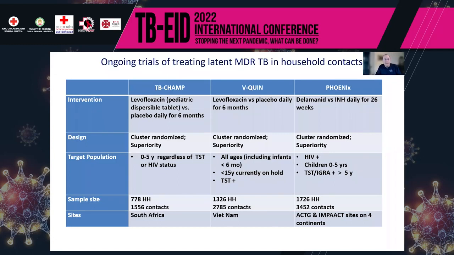Now, an important issue that we haven't yet gotten a clear answer on is how to treat latent TB in people with exposure to MDR-TB. And there are three trials addressing this. The TB CHAMP study in South Africa, looking at levofloxacin in young children exposed to MDR in the household. The VQIN study in Vietnam, looking at levofloxacin versus placebo in older individuals exposed to MDR, and the Phoenix study, led by the ACTG and the Impact Network, looking at household contacts of MDR-TB.